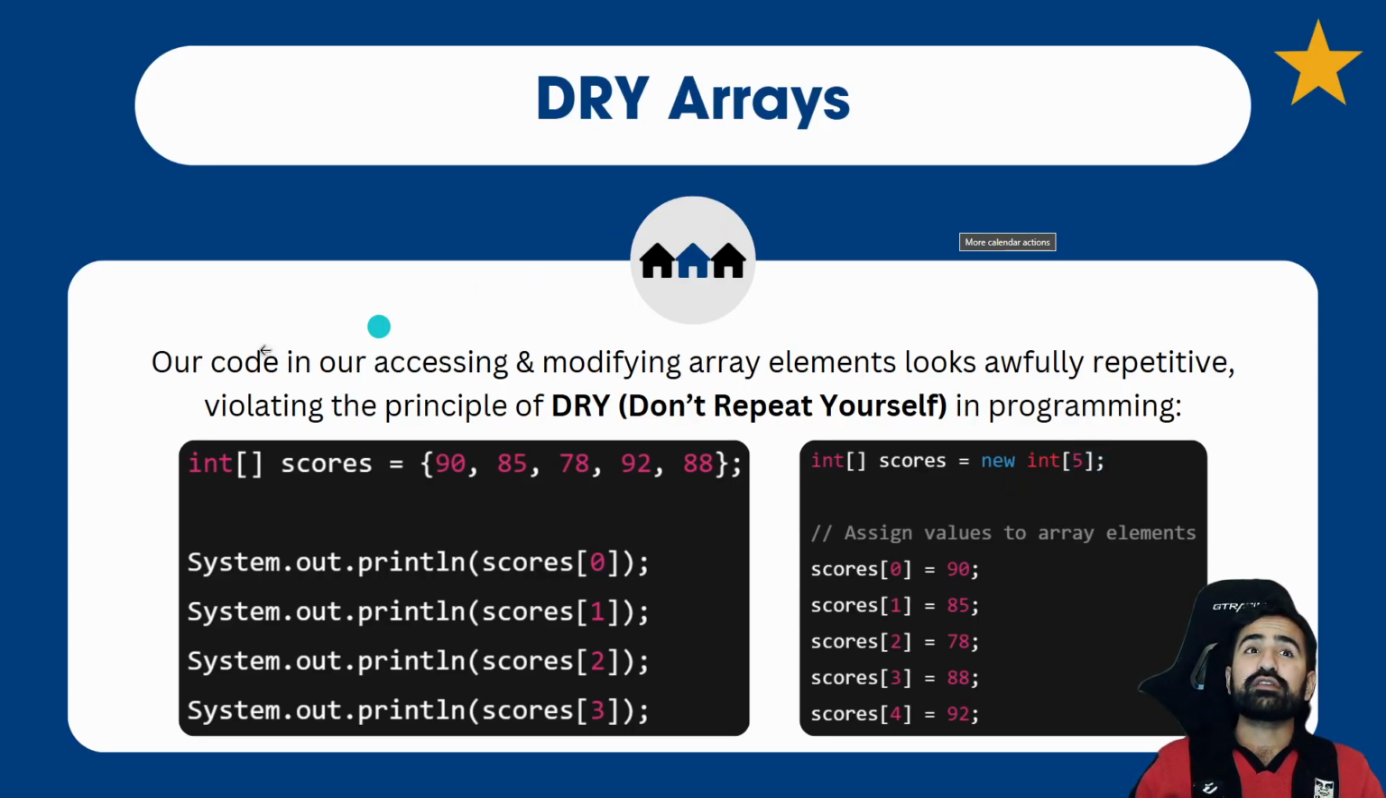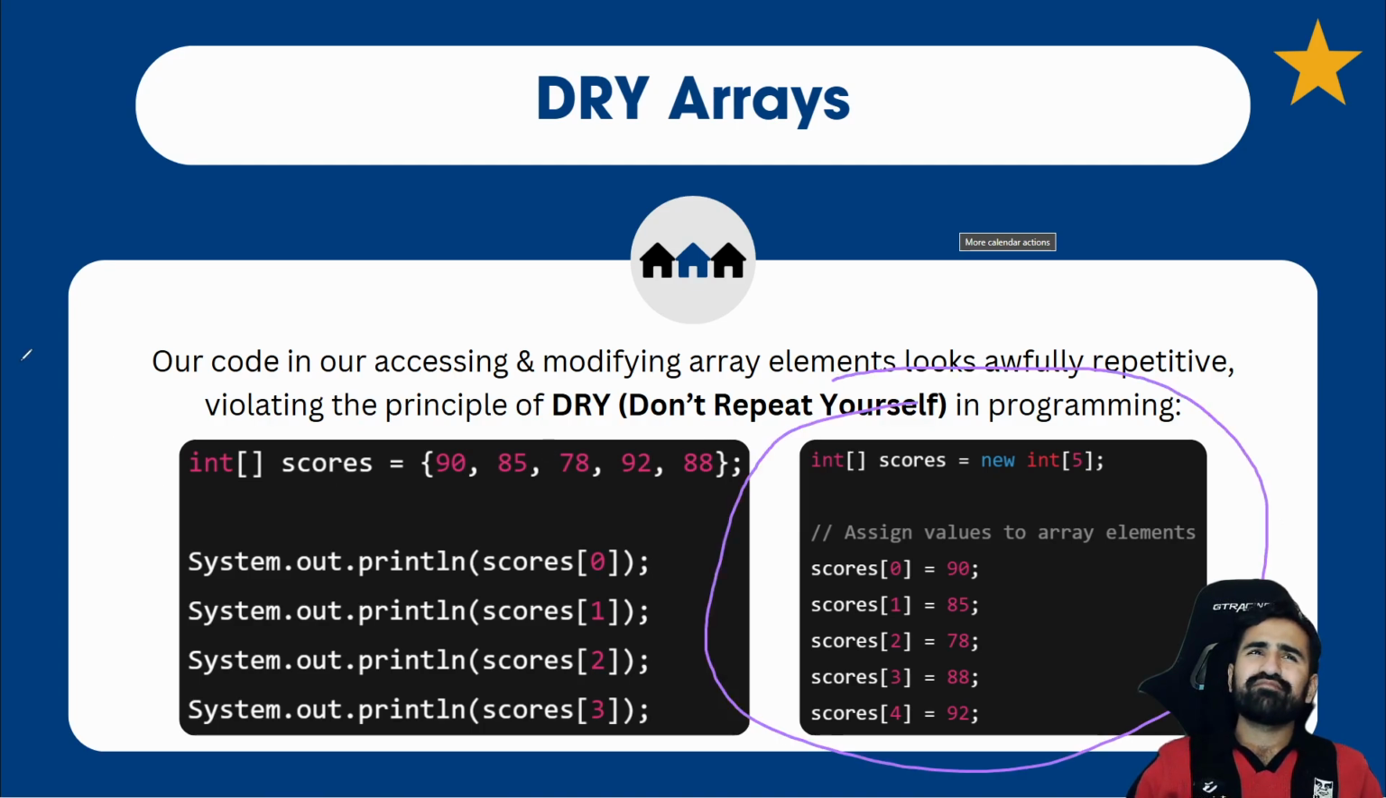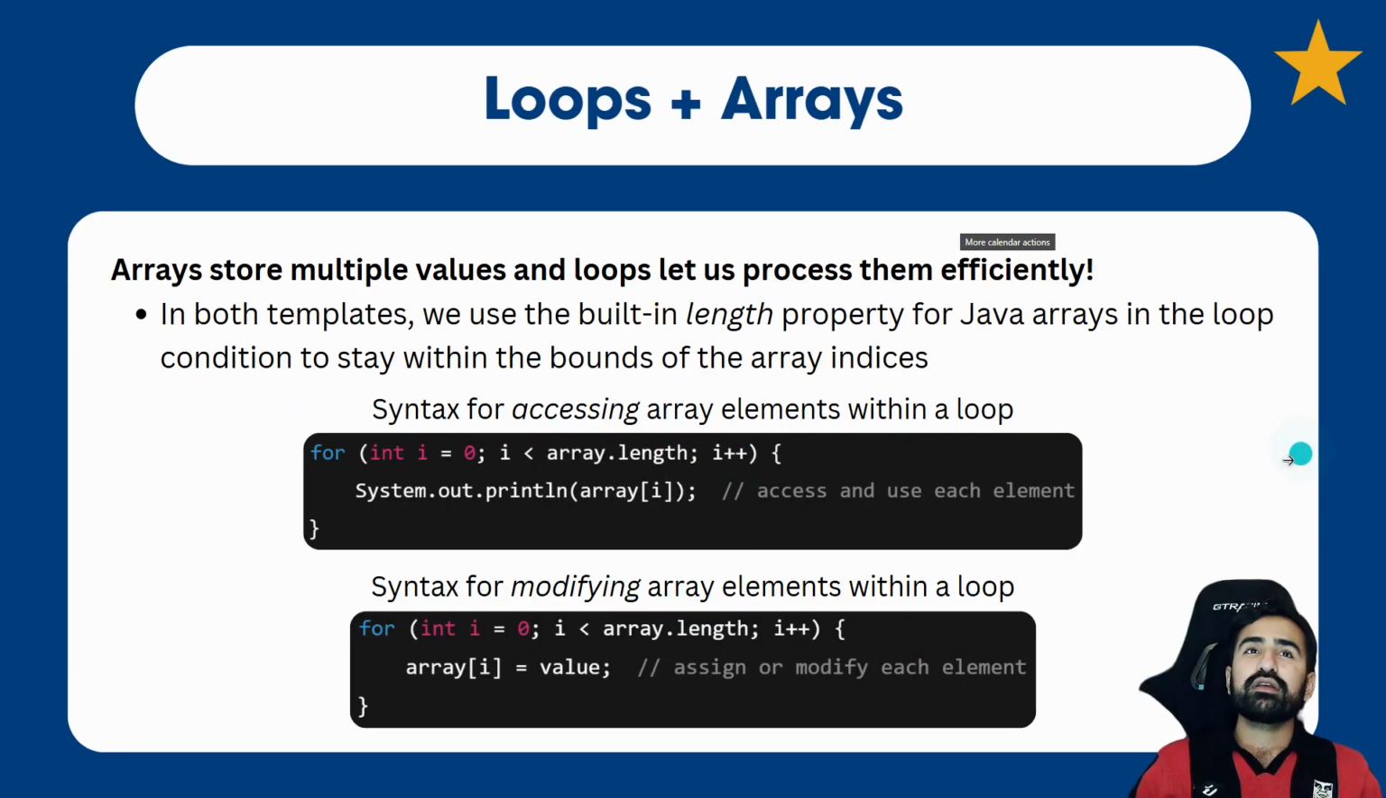So, DRY arrays. Our code for accessing and modifying array elements looks awfully repetitive. Check it out, right? This was our code before. Here's where we accessed. Again, I'm missing a value here. And then here's where we modified. It's pretty repetitive code. We're doing the same thing over and over again. There has to be a better way, right, if we don't want to violate the do not repeat yourself principle in programming.